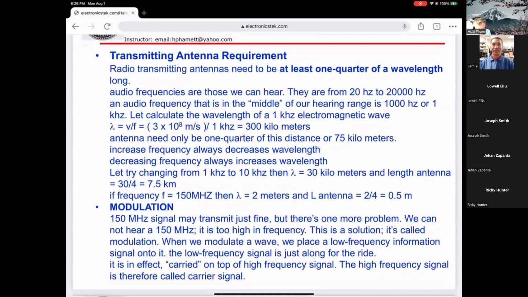When you're talking about electromagnetic waves, you see lambda equals V divided by F. For 1 kilohertz, lambda, that means the wavelength, equals 300 kilometers. And they said if you want to make an antenna, the antenna need only be 1/4 of this distance. That means you take 300 divided by 4. So basically the antenna will be 75 kilometers long.